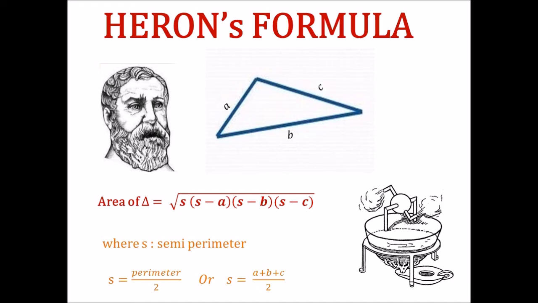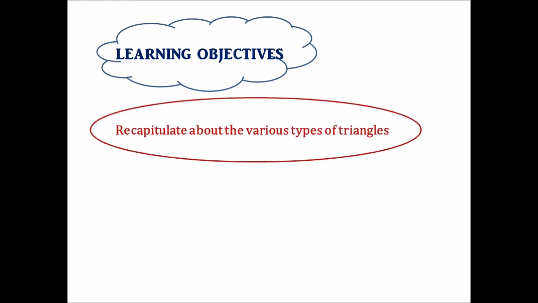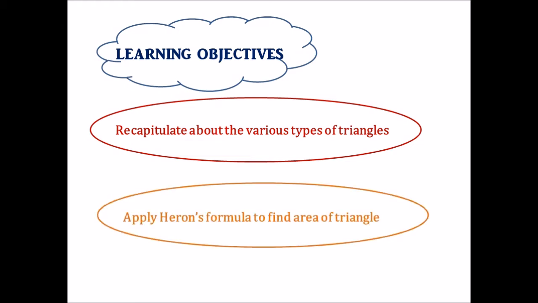Hello dear students. Today we are going to start with a new chapter, and the name of the chapter is Heron's formula. The learning objectives for the day are: first, we will recapitulate about the various types of triangles, and then we will apply an alternate method, that is Heron's formula, to find area of the triangle. We will not be using half into base into height, which we usually do.